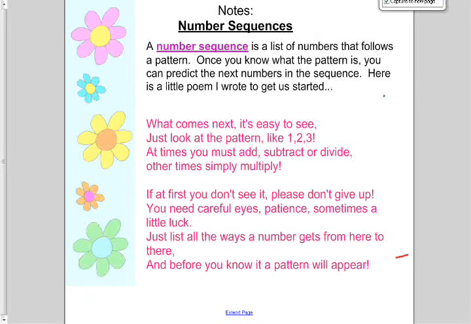Here's a little poem I wrote to get us started. What comes next? It's easy to see. Just look at the pattern like 1, 2, 3. At times you must add, subtract, or divide. Other times simply multiply. If at first you don't see it, please don't give up. You need careful eyes, patience, sometimes a little luck. Just list all the ways a number gets from here to there, and before you know it, a pattern will appear.